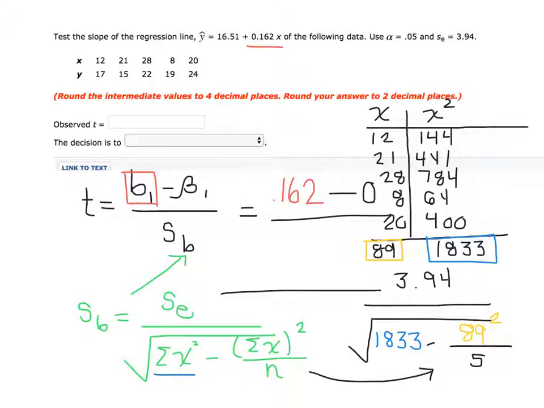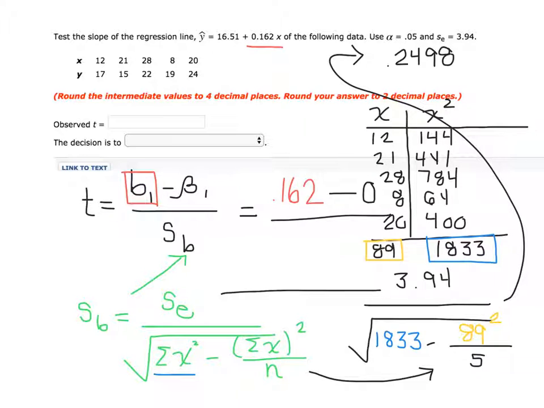So if we calculate what we get when we divide 3.94 by the square root of all that stuff, we find that we have a standard error of 0.2498 if we round that to 4 digits after the decimal point. That's our standard error of the slope.